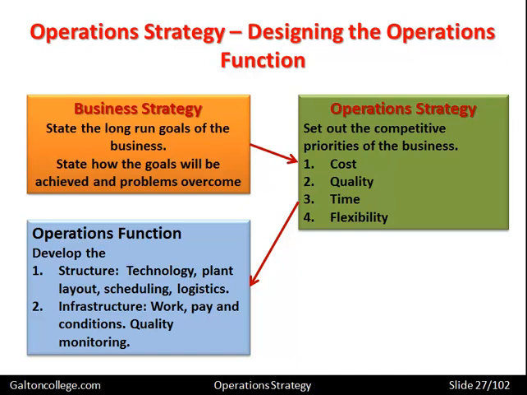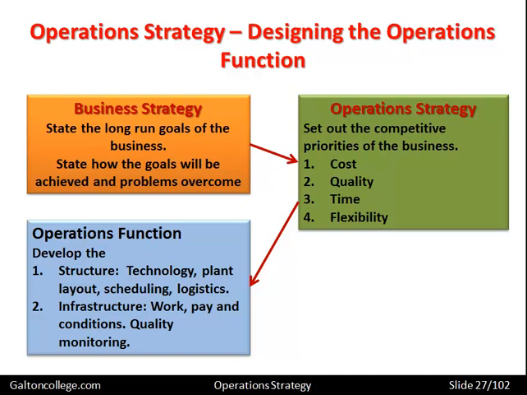So we've got the business strategy, the operations strategy, and we've got the operations function. So the business strategy tells the operations strategy what is needed. The business strategy is where the business wants to be, what it wants to achieve, the goals of the business. The operations strategy looks at the competitiveness of the various functions of the business, the cost structure, the quality, the time, the flexibility that's involved in each of the functions to try and work out how competitive the business will be.